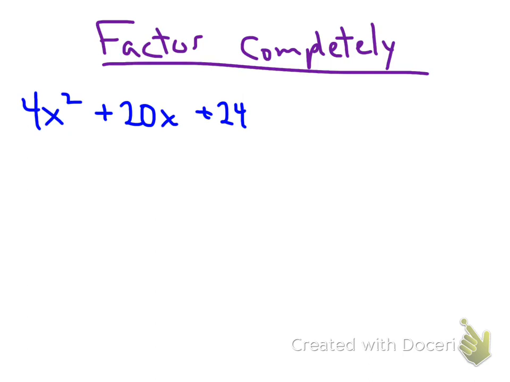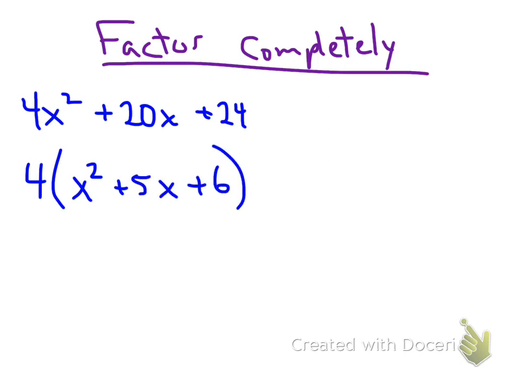Okay, one thing I want to look at first is that all of these coefficients, all the numbers, have something in common. So I can divide each of them by 4. So if I divide a 4 out, I have x squared plus 5x plus 6. That is the first thing I want to do when I'm factoring completely. You want to make sure that if I can factor something out, I take that out first. My next step is to factor what is left.